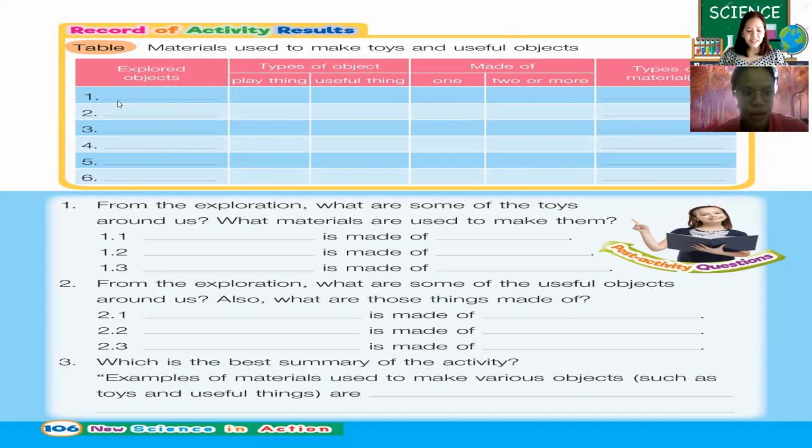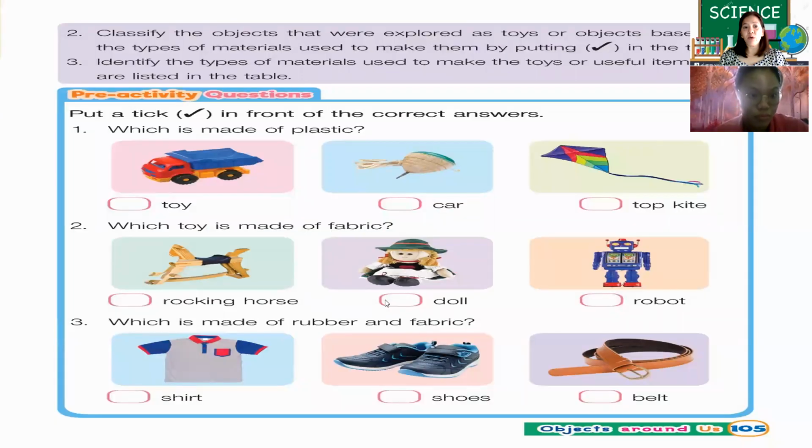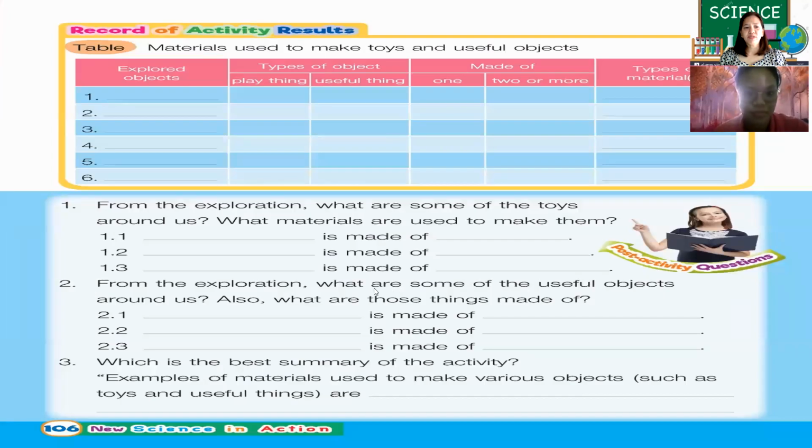This is from page 105 that you answered as your homework. So we try to answer now. Number 1, we have glass. So you write in number 1, glass.